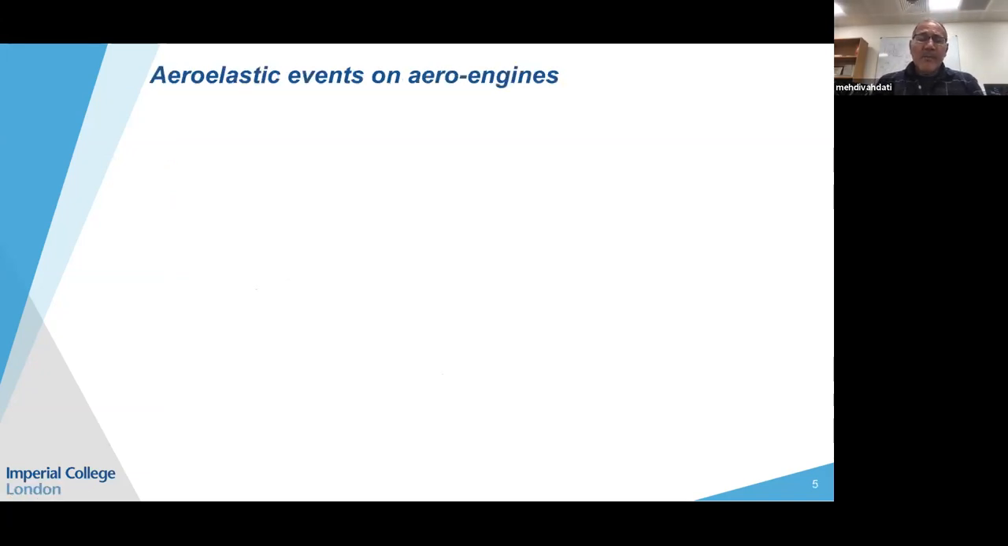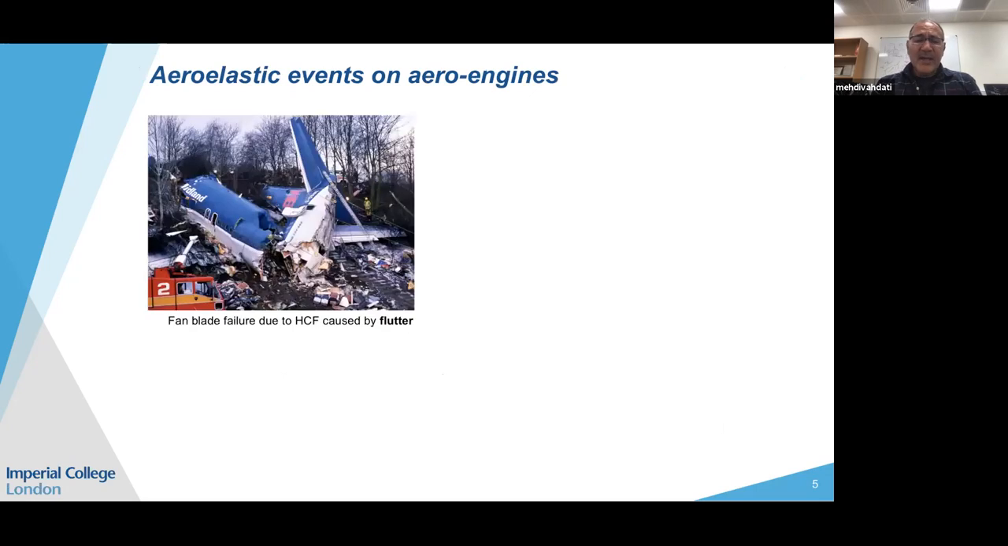But aeroelastic events on aero engines can be fatal and quite devastating. So most engine manufacturers spend a lot of time making sure that they do not have aeroelastic failures. An example of this failure is this Midland aircraft, which crashed in 1989, somewhere in the Midlands in the UK. After investigation, they found out that the cause of this crash was the flutter of one of the engines, which consequently resulted in the aircraft crashing.